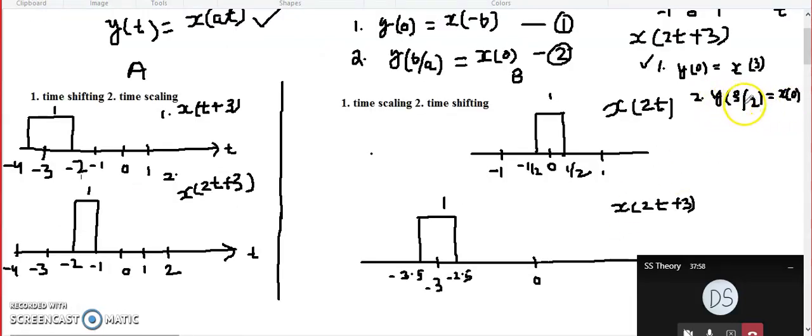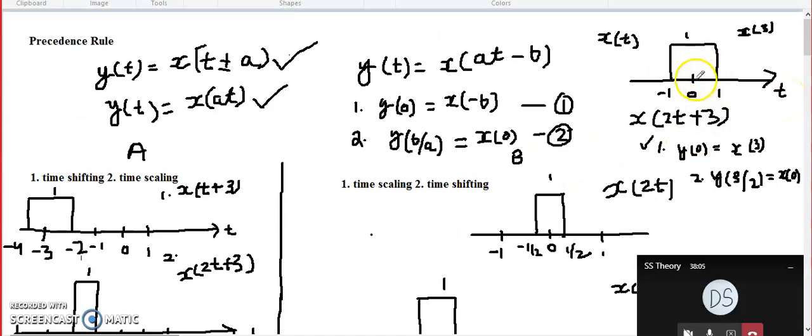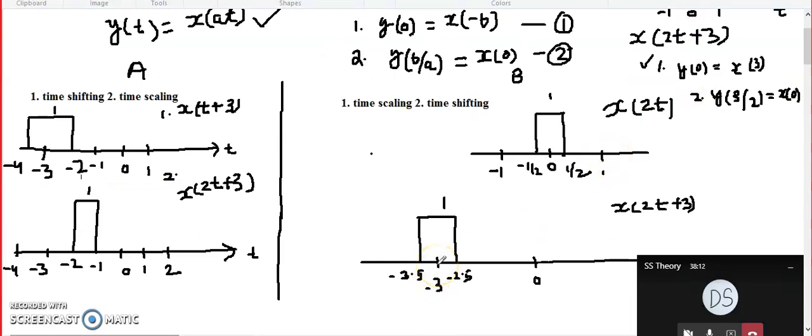But y of 3 by 2 should be equal to x of 0. x of 0 इसमें कितना है? x of 0 is 1. यहाँ पे x of 0 is 1 and y at 3 by 2 it should be 1. यहाँ पे ये 1 है और यहाँ पे ये कितना है? 0 है. 3 by 2 कहाँ आएगा? 1.5 पॉजिटिव में आएगा ना. क्योंकि y of minus 3 by 2 should be equal to 0.